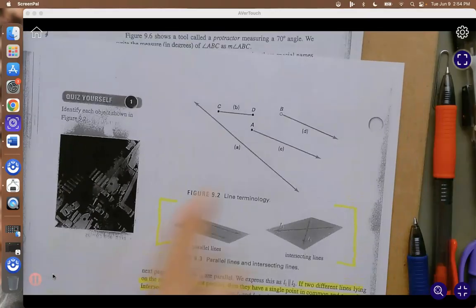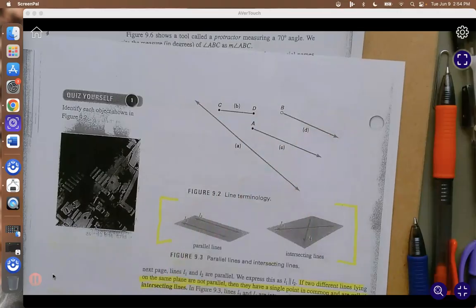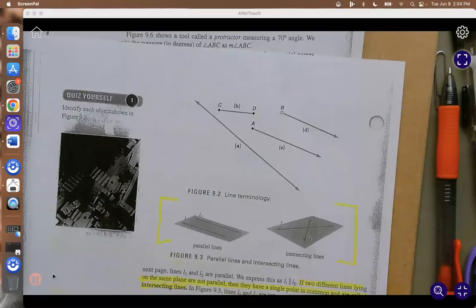Now let's do this little quiz yourself right here. I want you right now to try to identify what these things are, based off of what we've learned so far. So if you want to pause it and do that, and then we'll check our answers.